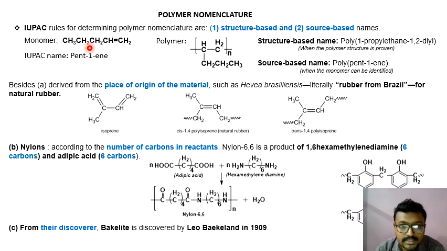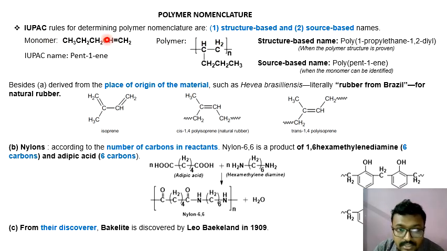Structure based nomenclature means the name is based on the structure. When this monomer forms a polymer, it will form poly pent-1-ene, right? This is the monomer molecule, and its name is pent-1-ene. So pent-1-ene is the source. If we write the source based nomenclature, it will be poly pent-1-ene.